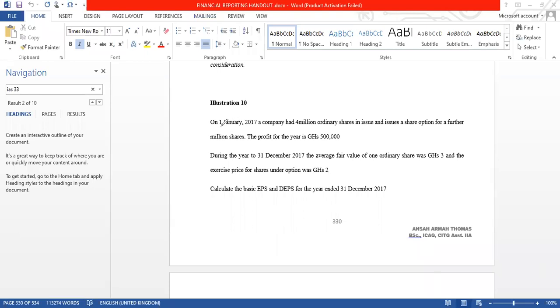In January 2017, a company had 4 million ordinary shares in issue and issued options for a further million. Okay, a further million. So that is 1 million. Our profit was this. During the year 2017, the average fair value of one ordinary share was what? 3 cedis. The exercise price is what? 2 cedis. All right. So you don't need much information in this.